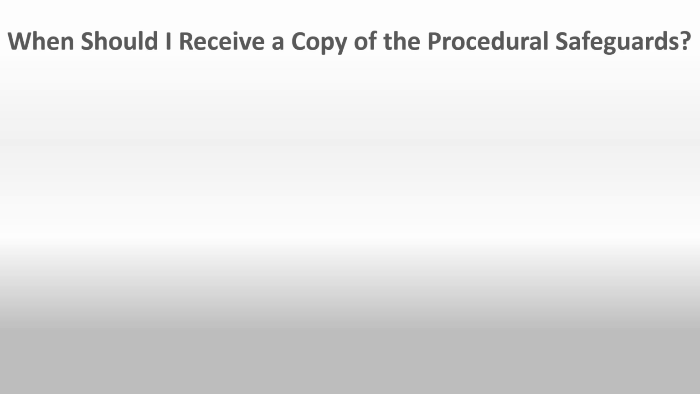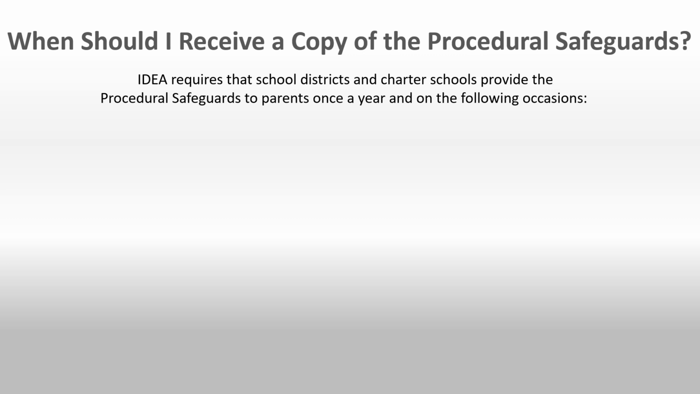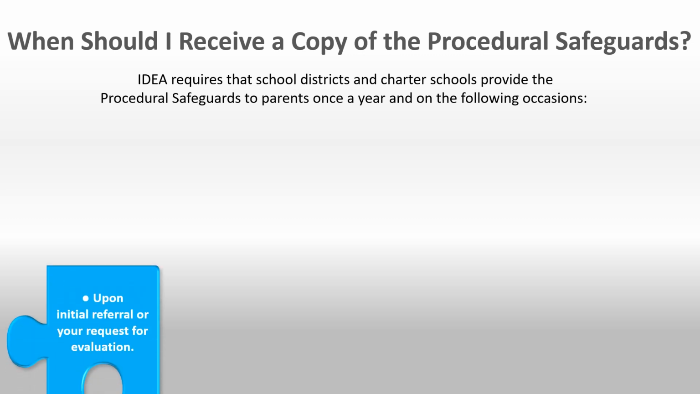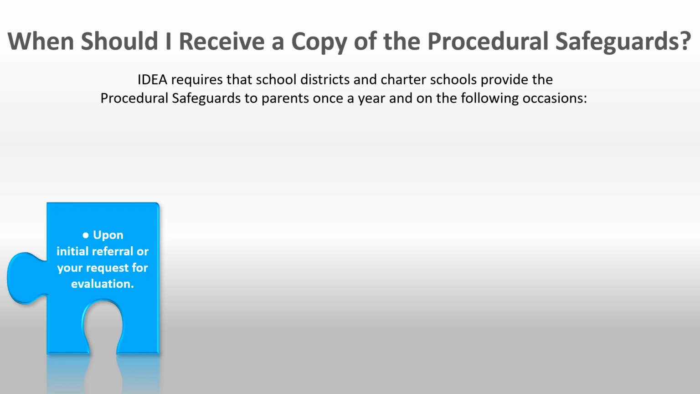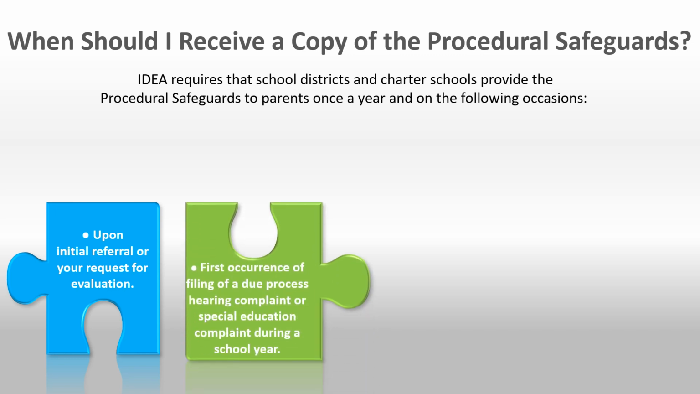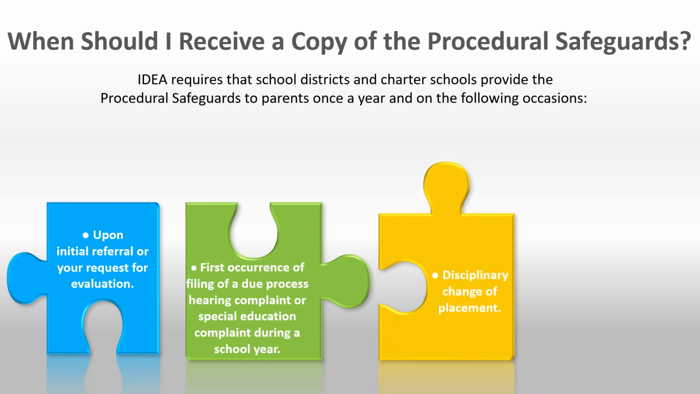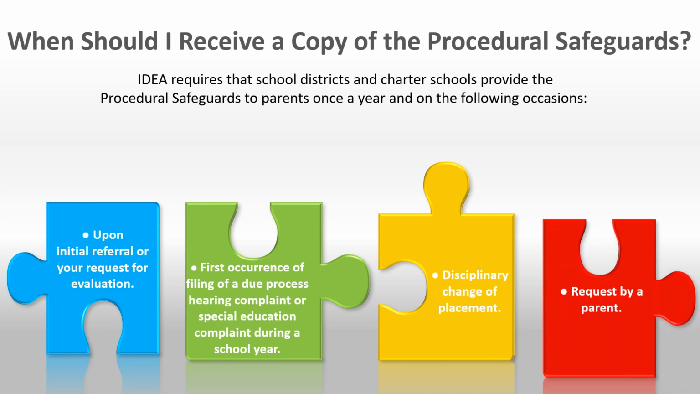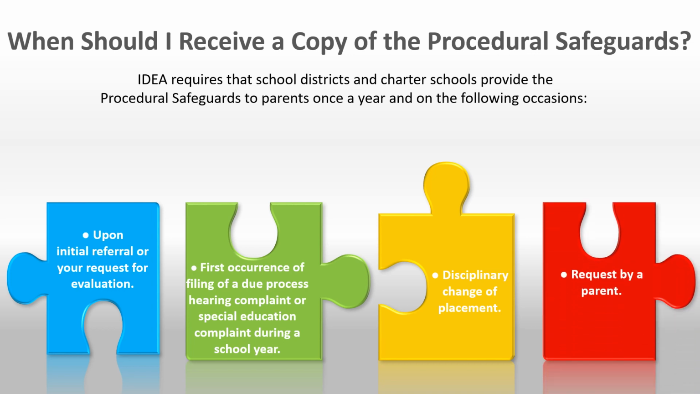When should I receive a copy of the procedural safeguards? IDEA requires that school districts and charter schools provide the procedural safeguards to parents once a year and on the following occasions: upon initial referral or your request for an evaluation, first occurrence of filing a due process hearing complaint or special education complaint during a school year, disciplinary change of placement, request by a parent.